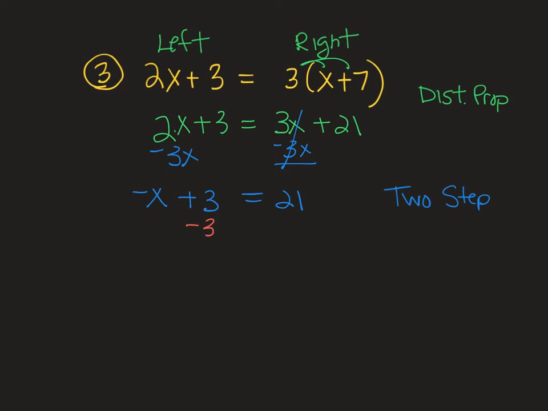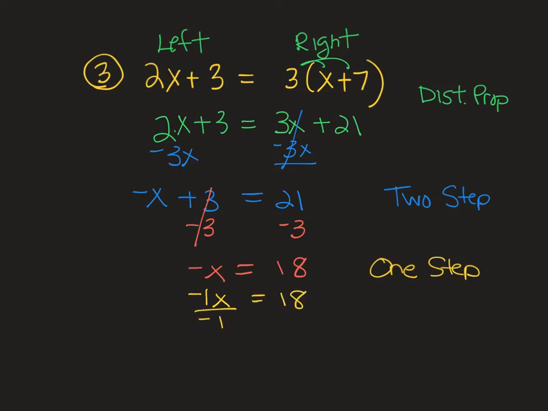I see the plus 3, I work with the inverse operation, which is to subtract 3. And I'm now at the point where I am a one-step equation. I do have to recognize that this negative x is really negative 1x. The coefficient there is negative 1. And so if I divide both sides by negative 1, that'll give me my answer, x equals 18.